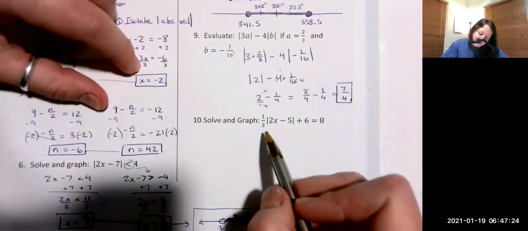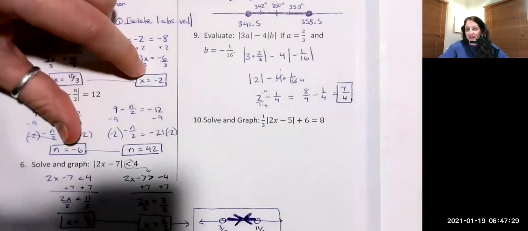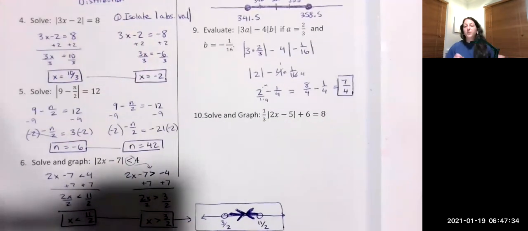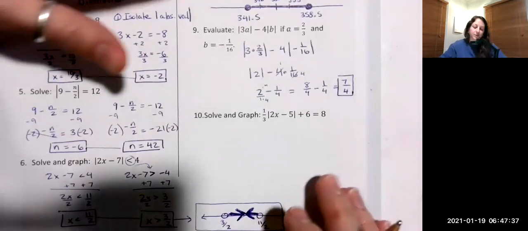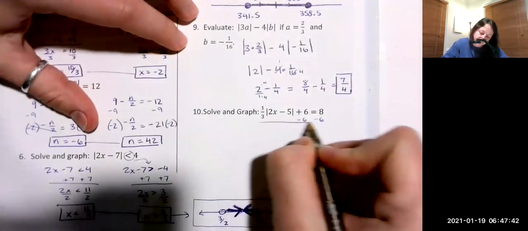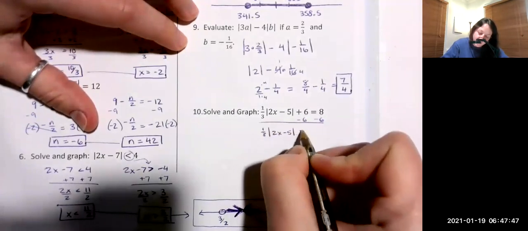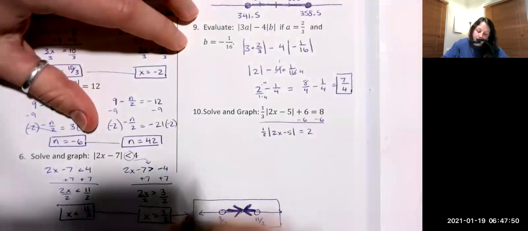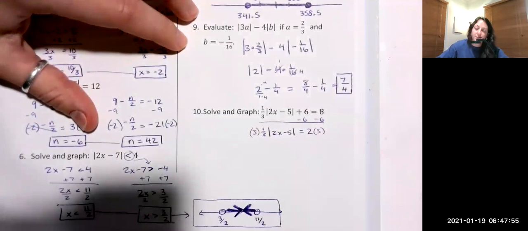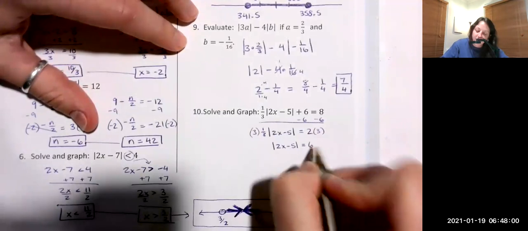All right, lastly, number 10, let's go ahead and solve this out. Now, if you notice, the absolute value is not isolated. So for number 10, we have to get rid of the 6 and get rid of the 1/3 before we create the positive and negative answers. So first things first, we're going to subtract the 6. 1/3 absolute value 2x minus 5 is equal to 2. Then we're going to get rid of the 1/3 by multiplying by 3. That cancels out the fraction in the front, and we get absolute value 2x minus 5 equals 6.